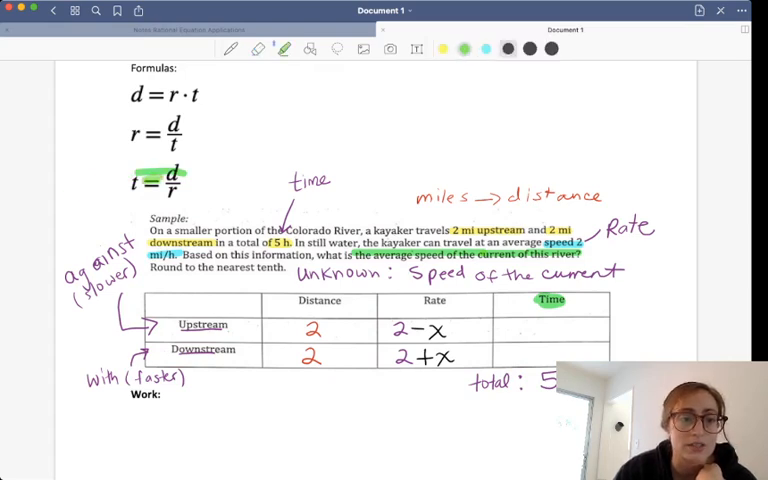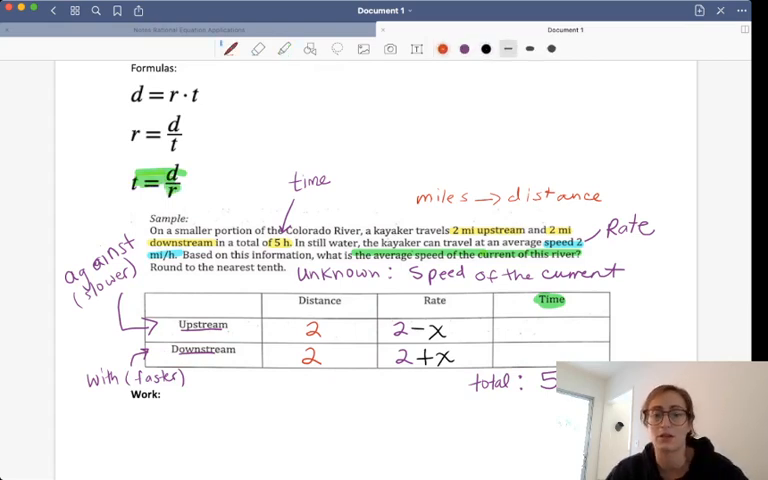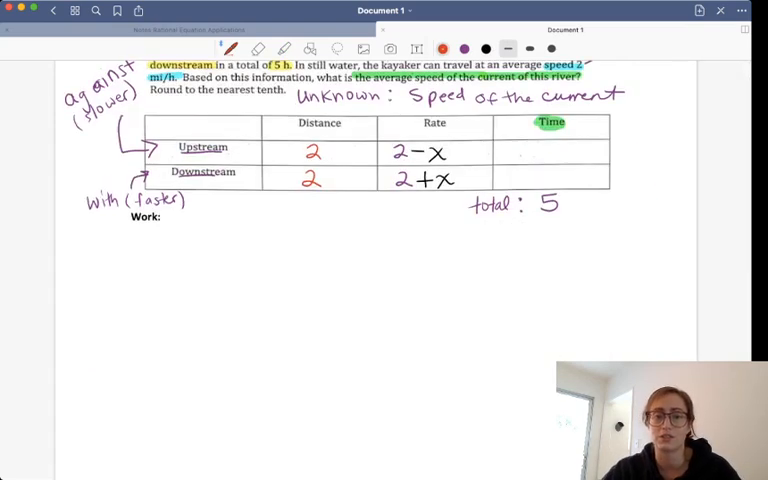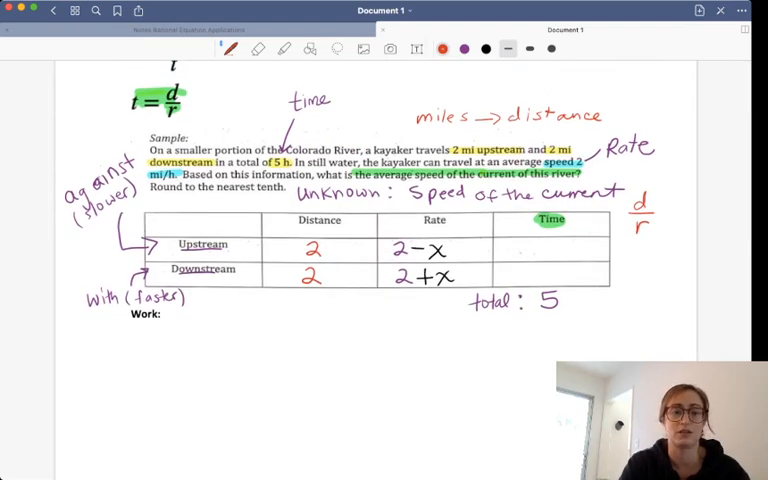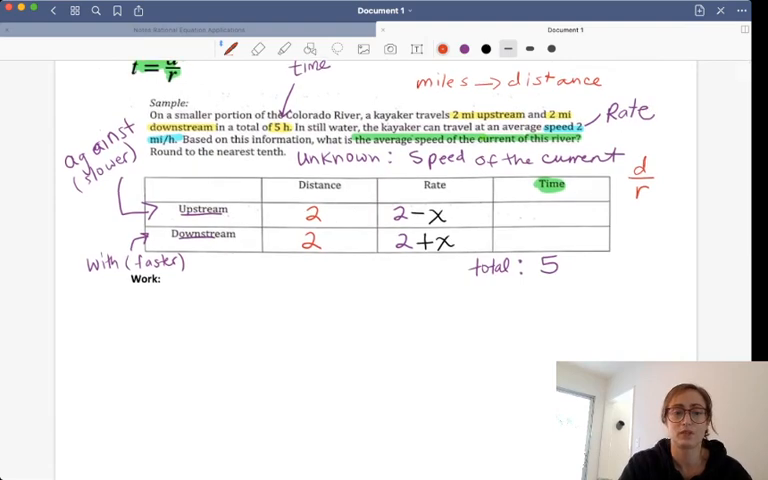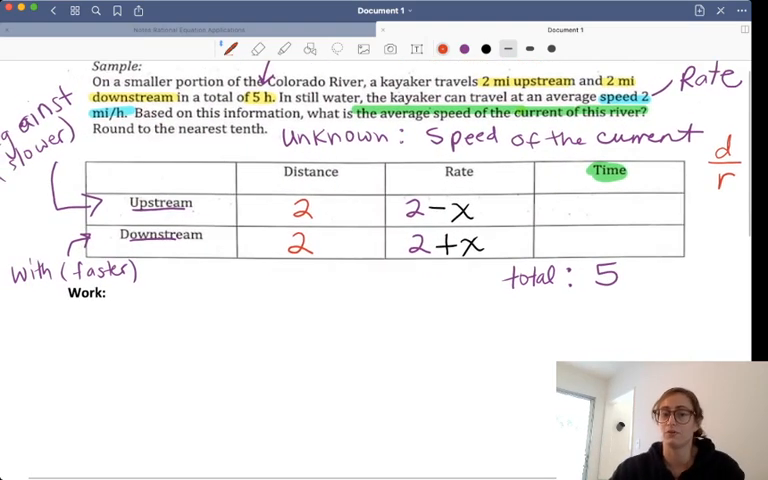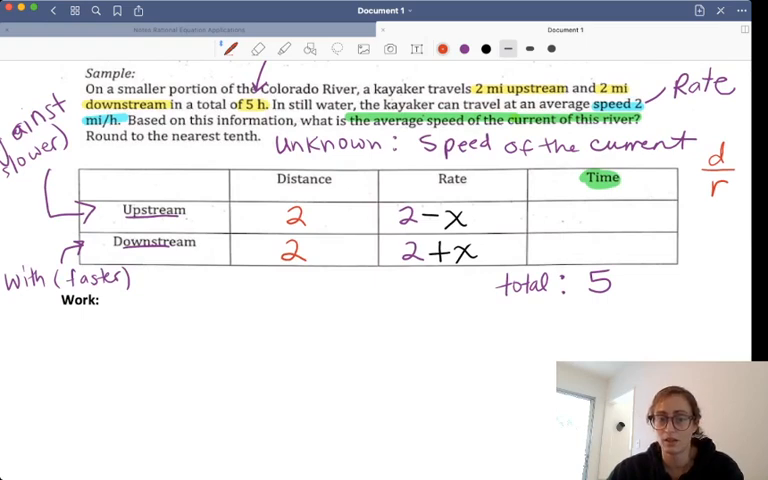Okay, so here I have the t by itself, so this is the formula I'm going to be using to help me with the time. I'm going to take what I wrote for distance, and I'm going to divide it by what I wrote for rate, because that's this formula that I just highlighted, okay? Distance over rate equals time. Okay, so I'm just going to take what I wrote for distance divided by what I wrote for rate.